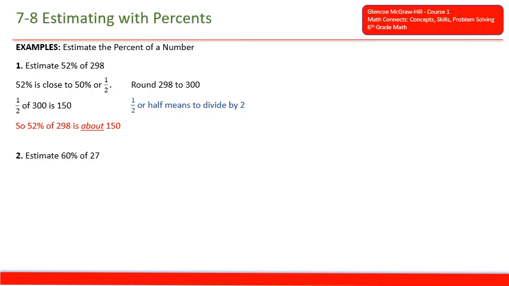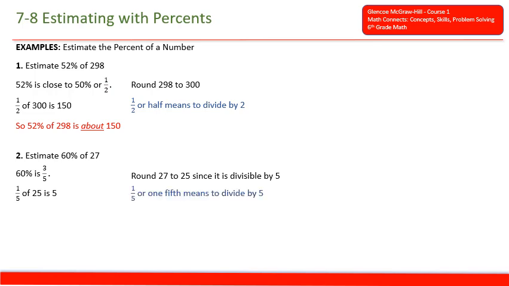Estimate 60% of 27. 60% is 3/5. Round 27 to 25 since 25 is divisible by 5. 1/5 of 25 is 5. And all we did was divide 25 by 5 since 1/5 means to divide by 5. So 3/5 of 25 is 3 times 5 because 1/5 is 5. So 3/5 would be 3 times 5 or 15. Thus 60% of 27 is about 15.